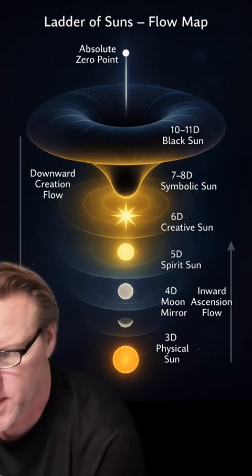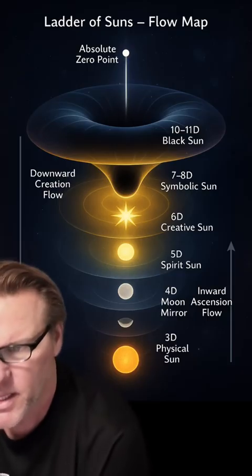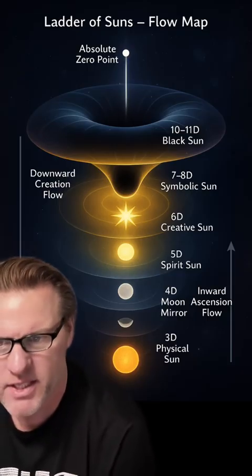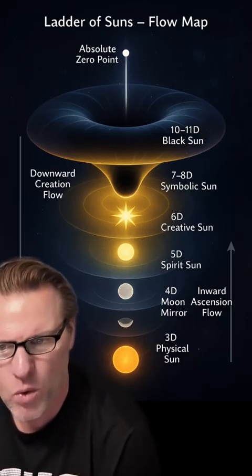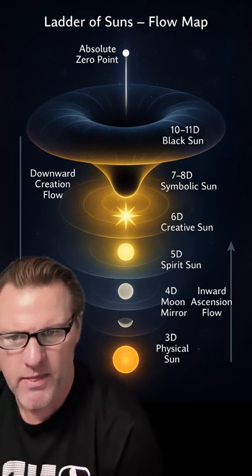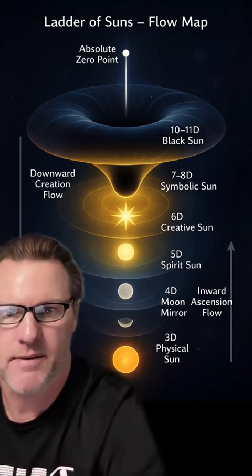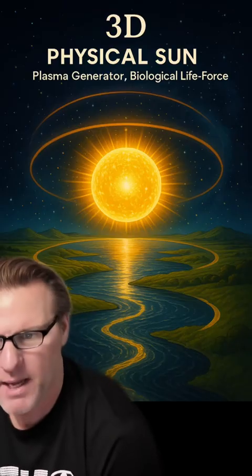When we ascend, we're not flying upward into the sky. We're moving inward toward the source point. This is the ladder of suns. At the edge is the 3D physical sun, the plasma generator. This is the star we know, the biological life force that feeds the oceans, rivers, and bodies of Earth. It's the outer face of the ladder.